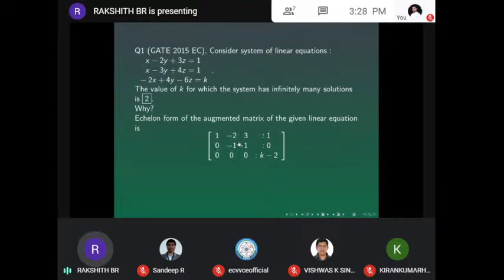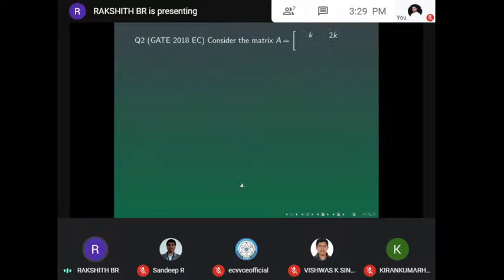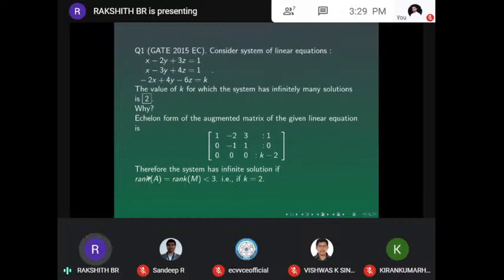It is 2. The system has infinitely many solutions if the rank of A is equal to the rank of the augmented matrix M, and it is less than n, where n stands for the number of unknowns. The number of unknowns here is 3. So it has infinitely many solutions if rank of A equals rank of M, strictly less than 3. What is the rank of A? From this portion, the number of non-zero rows is just 2, so the rank of A is 2.